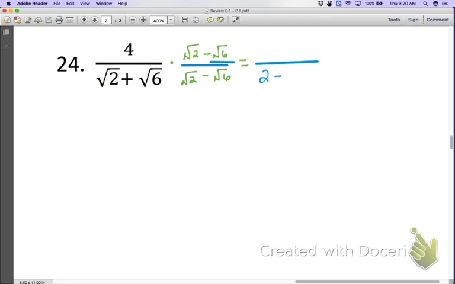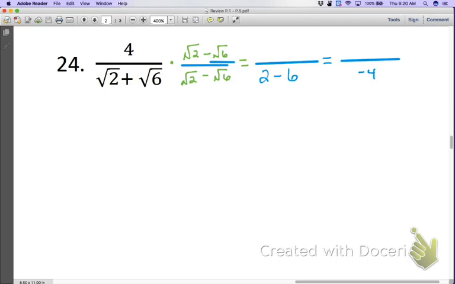So I'm going to have 2, and then it's going to be automatically a minus. Square root of 6 times the square root of 6 is 6. Okay, so what's the bottom actually going to be? -4. Now, what I do here is going to be a little bit different.